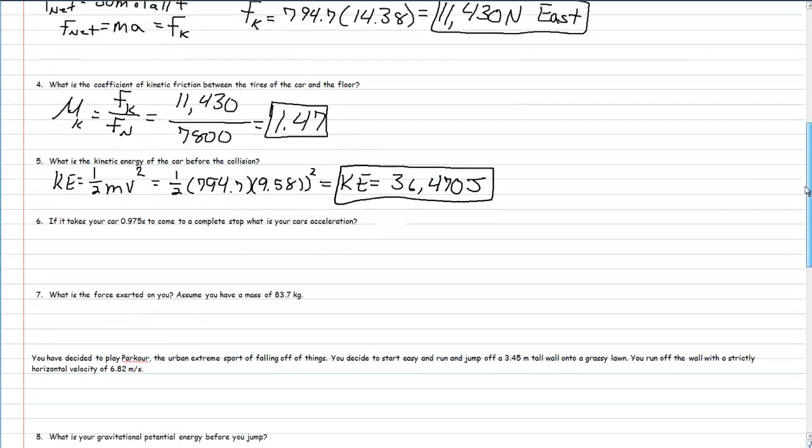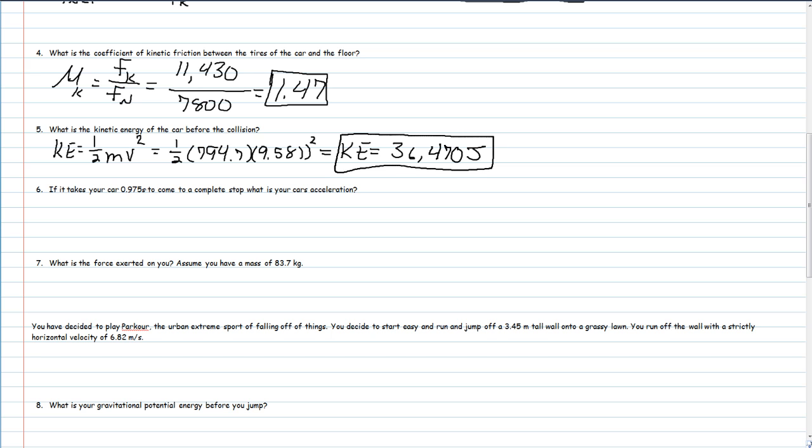Okay, question 6 says, if it takes my car 0.975 seconds to come to a complete stop, what is your car's acceleration? Well, I know in this case my final velocity is going to be 0. Now, this is during the wreck, so I need to know my initial velocity whenever I go into the wreck, or before I undergo the collision. And that initial velocity is 9.581 meters per second west. Okay? Acceleration is what I'm looking for, and my time equals 0.975 seconds. So in this case, I'm just going to use the simple acceleration equation, v final minus v initial all over t.